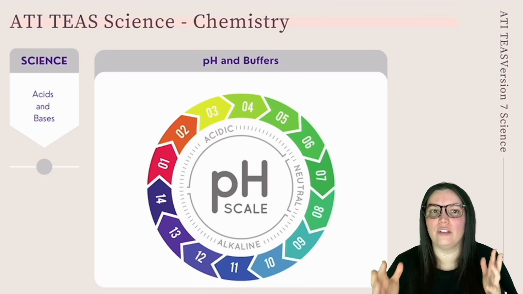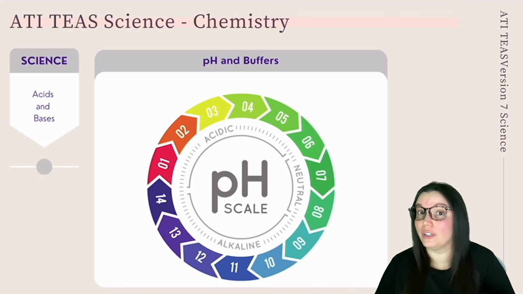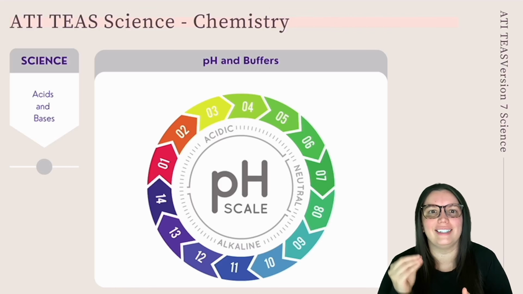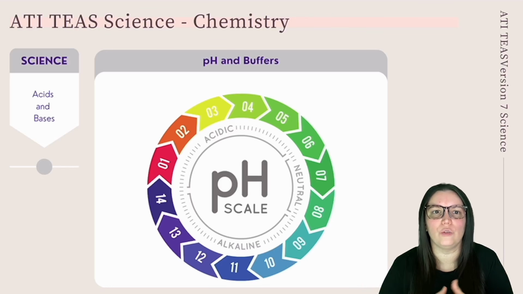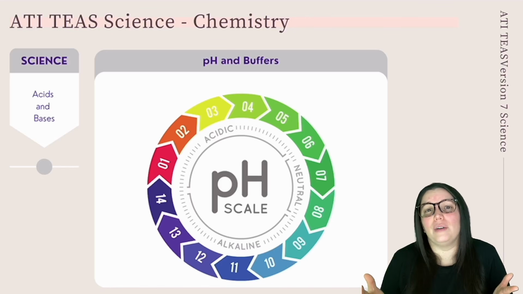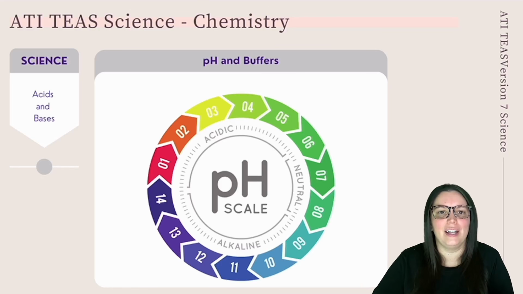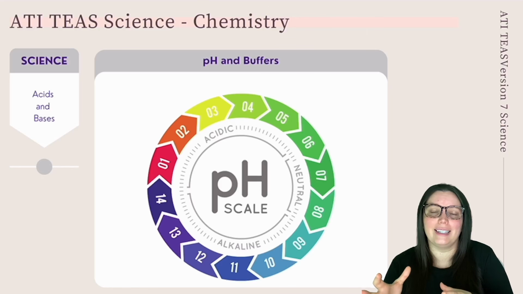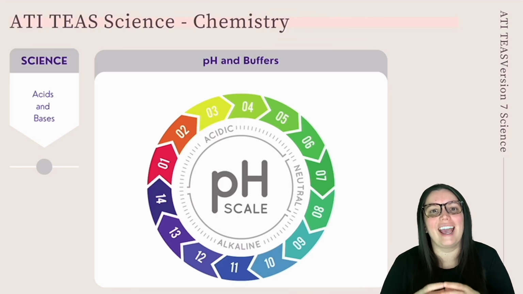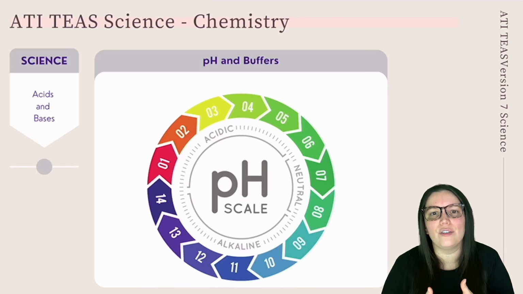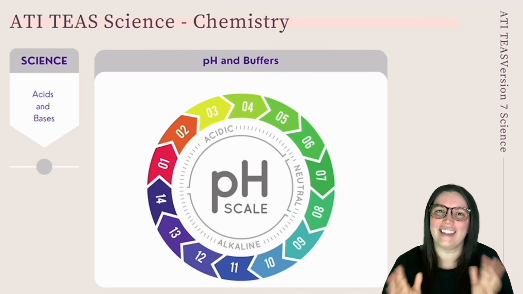Now, in order to balance out solutions, to make them more neutral when they're too acidic or too basic, we're going to need to have buffers. A buffer is a solution that can resist changes in pH. Buffers are important because they help maintain the pH of a solution within a certain range. An example of a buffer is blood. Blood has a pH between 7.35 and 7.45, which is maintained by that buffer system. The buffer system is made up of carbonic acid and bicarbonate. Carbonic acid is a weak acid, and bicarbonate is a weak base. By working together, they help maintain the pH of blood within that certain range.